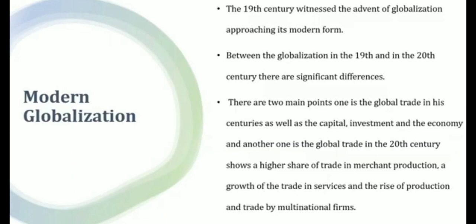In the 19th century, what things happened? How was trade happening between two countries? What is globalization? That means only capital, investment and the economy happened during the 19th century. At the same time, in the 20th century, large imports and exports happened, and many goods were produced, and many goods and services were exchanged from one country to another. So multinational firms also emerged in this 20th century.